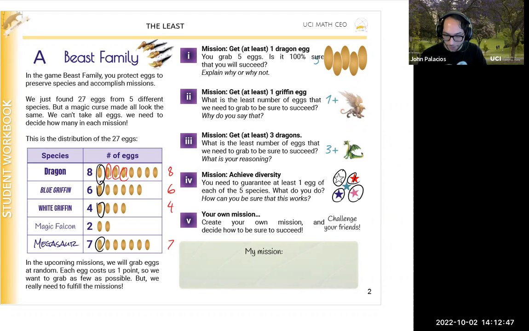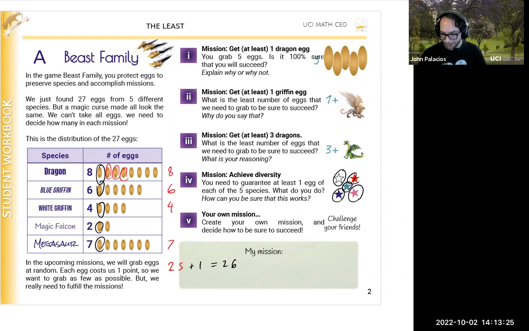So now at this point in the game, we've drawn, let's see, 8 plus 6 is 14, plus 4 is 18, plus 7 is 25 eggs. So it's 25 eggs, and we don't have diversity yet. The very next egg we draw is a magic falcon. And that gives us our goal. So we drew one more. So this is a total of 26 eggs drawn in order to guarantee that we achieve diversity.